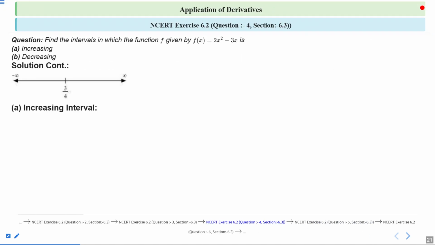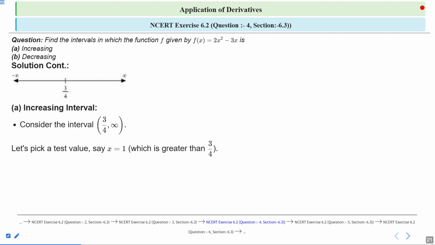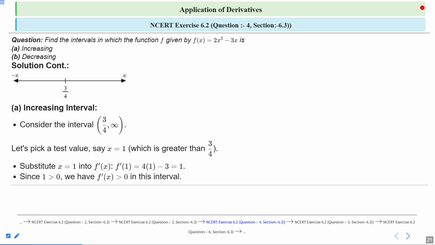So for the increasing interval, consider the interval 3 by 4 to infinity. Let's pick a test value, say x equal to 1, which is greater than 3 by 4, right? Substitute x equal to 1 into f dash x, which is f dash 1 equal to 4 into 1 minus 3, which is equal to 1, right? Since 1 is greater than 0, we have f dash x greater than 0 in this interval, right?